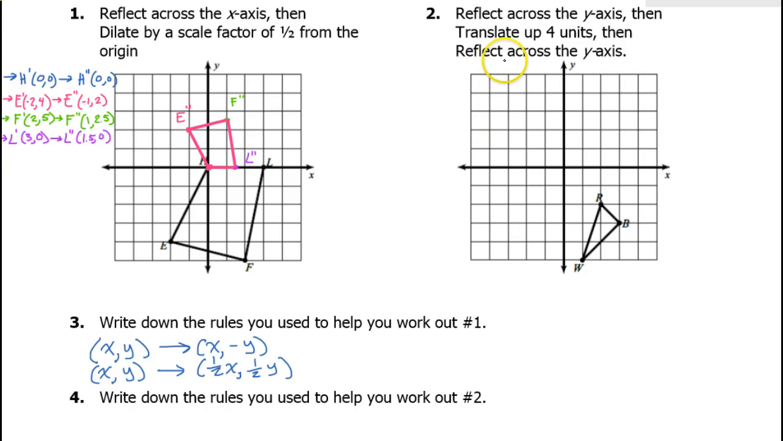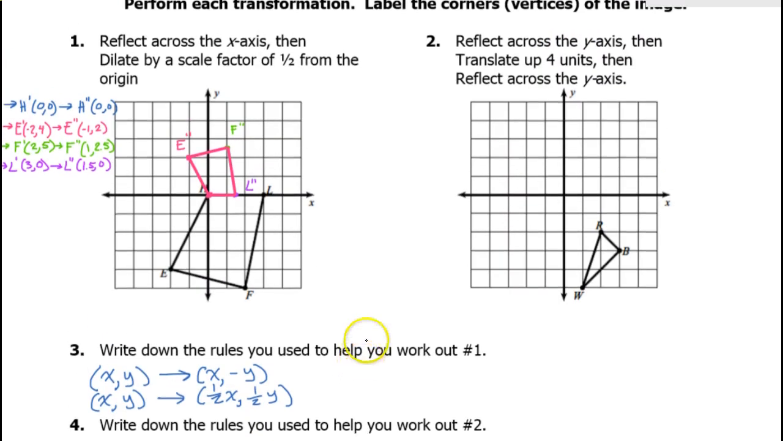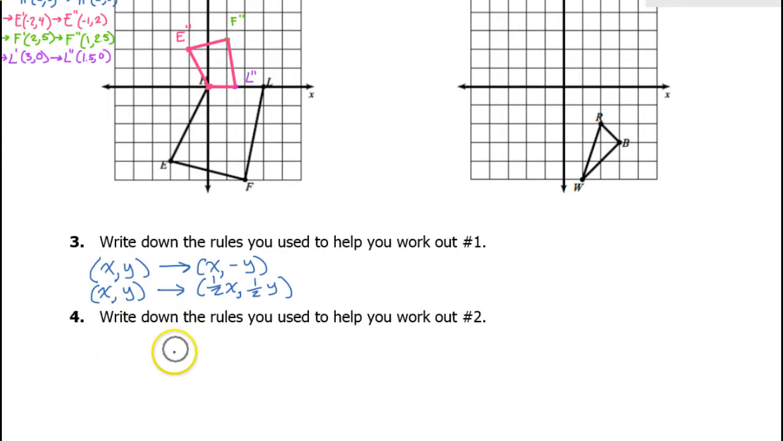For problem number 2, we need to do a reflection across the y-axis, then translate up 4 units, then reflect across the y-axis again. All right, so write down the rules. So I'm going to skip down to number 4 because they're asking us to write down the rules we will need to help us do problem number 2.